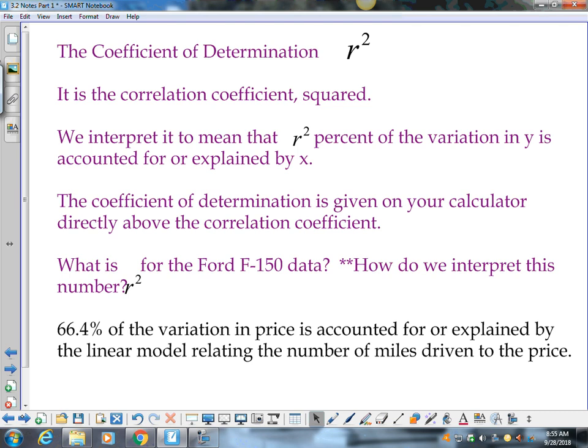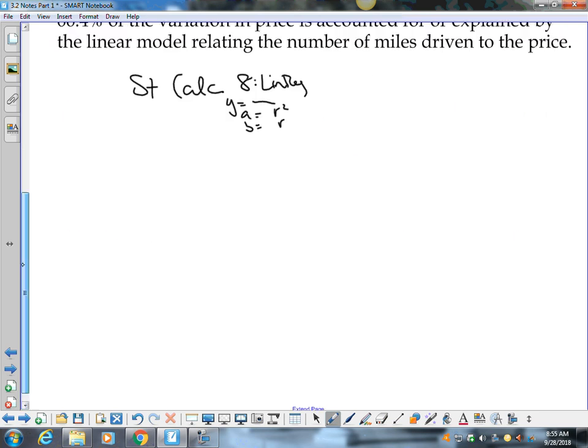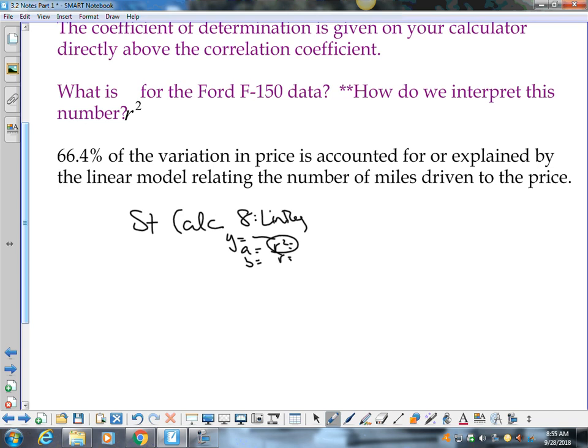So let's talk about it for the Ford F-150 data. So this is not found under one variable stats. This is stat, calc, and then down to number 8 where you get your linear regression line. And then it gives you Y equals, and then it gives you A and B and R squared and R. So that's where we're looking for the R, R squared. Okay, so here's how you interpret your R squared. And again, you've got to talk about the linear model, and you've got to talk about what information is going into the linear model, okay? So it's 66.4%, because that's what my R squared is.